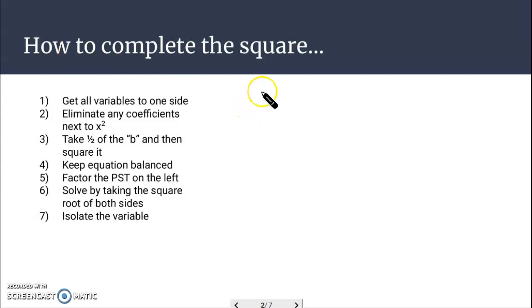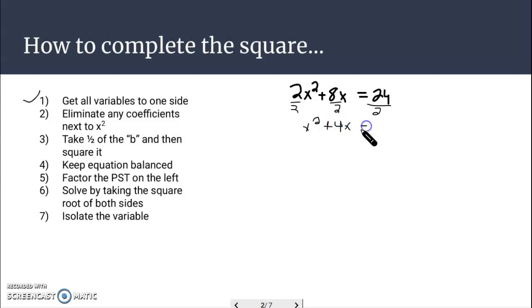Quick example here. Let's start off with 2x squared plus 8x equals 24. Alright, get all variables to one side. That's done for us. Eliminate any coefficients. Here we have a coefficient of 2, and we'll eliminate it by dividing everything by it. And that's normally the process for getting x squared by itself. Now we're left with x squared plus 4x equals 12.